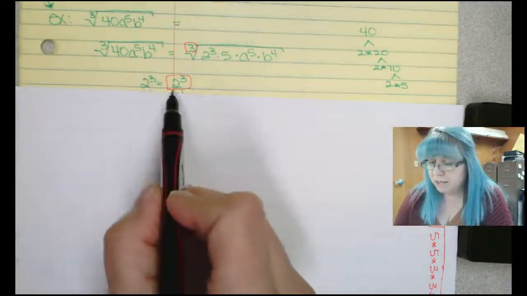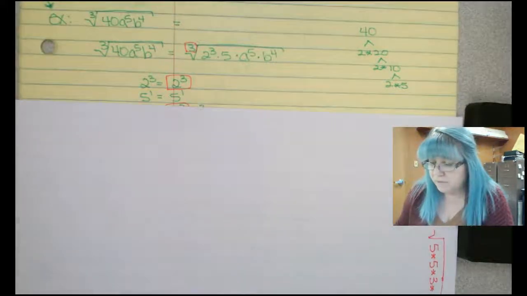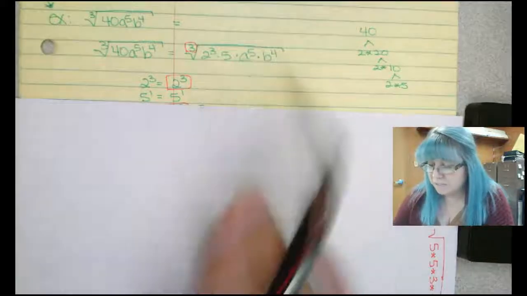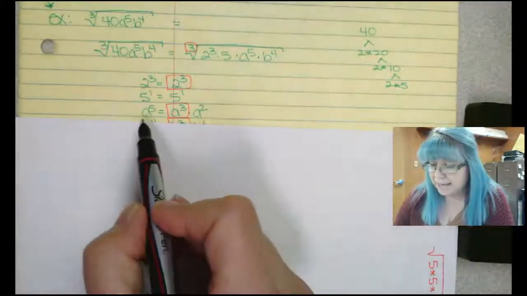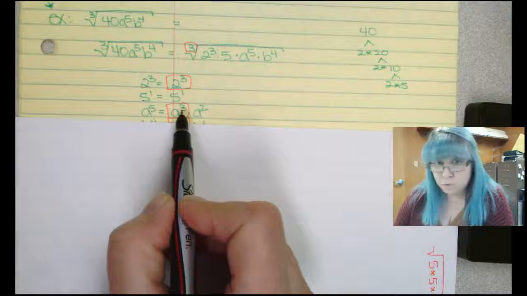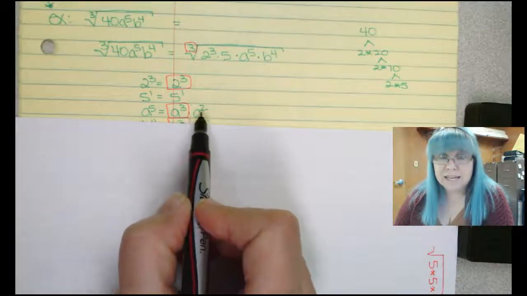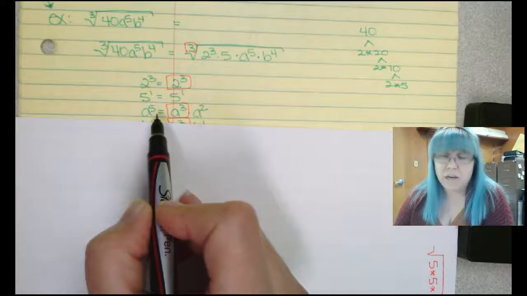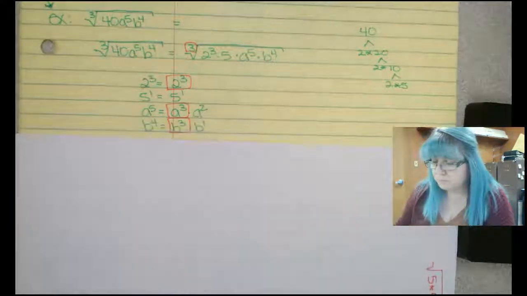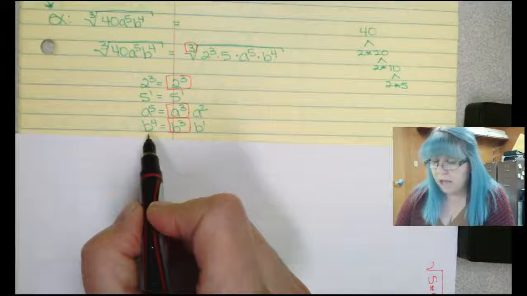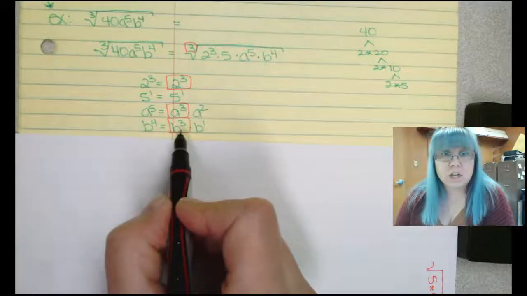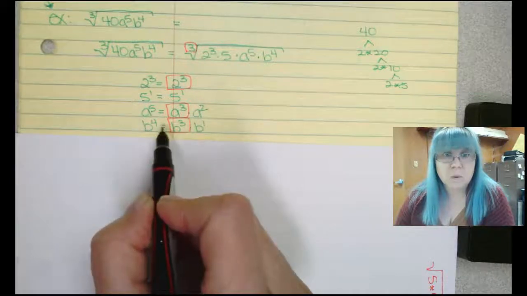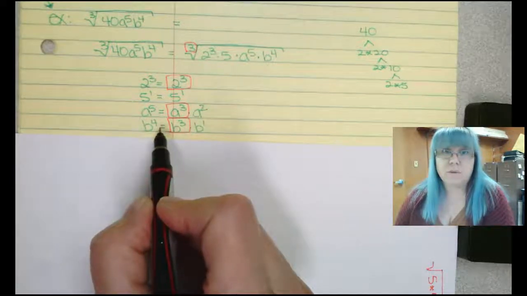So 2 cubed, well, it is 2 cubed. 5 is only 5 to the 1st, nothing I can do there. A to the 5th, I can write as a cubed times a squared. Why? Because 3 plus 2 will equal the 5 that I started off with. B to the 4th, I can write as b cubed times b to the 1st, because 3 plus 1 equals 4.